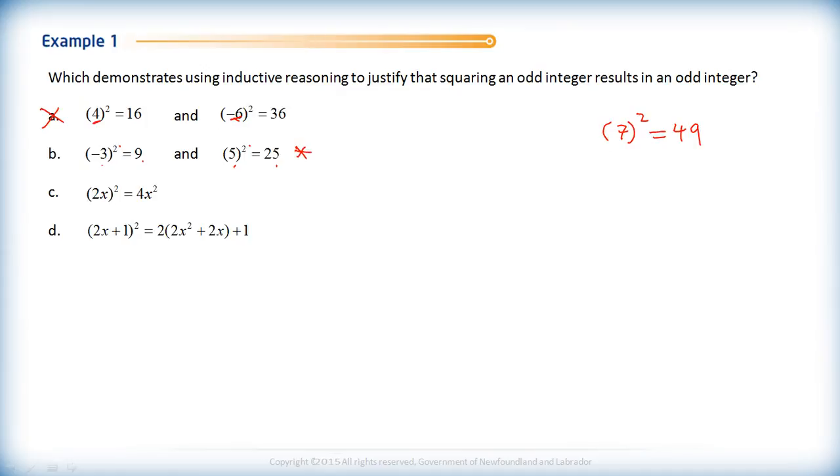Let's look at these next two. Now they're using some kind of algebra with variables here. Okay, and what we're going to learn in an upcoming section is that when they're doing that, they're not trying to just justify with empirical evidence. They're trying to do some kind of a general proof. But for now, this question just says, which one uses inductive reasoning to justify, which is exactly what we've done already. That can only be this one. So our only answer is B, regardless of what the rest of them are.